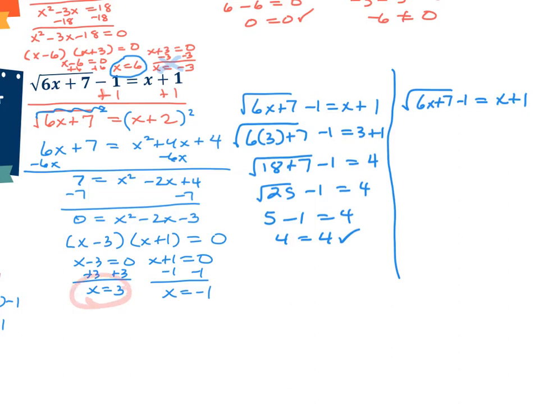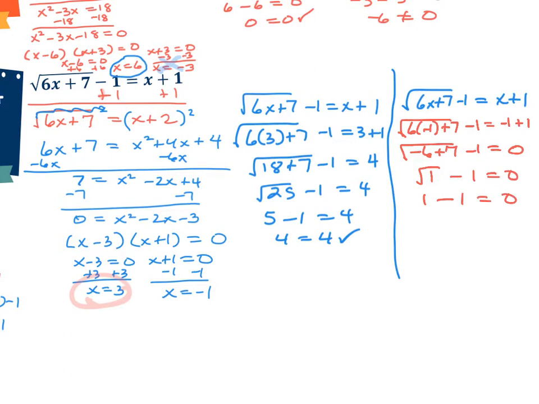Let me try the negative 1. 6 times negative 1 plus 7 minus 1 equals negative 1 plus 1. Negative 6 plus 7 minus 1. Negative 1 plus 1 is 0. Negative 6 plus 7 is 1. The square root of 1 is 1. 1 minus 1 is 0. 0 equals 0. We actually now have two solutions here.